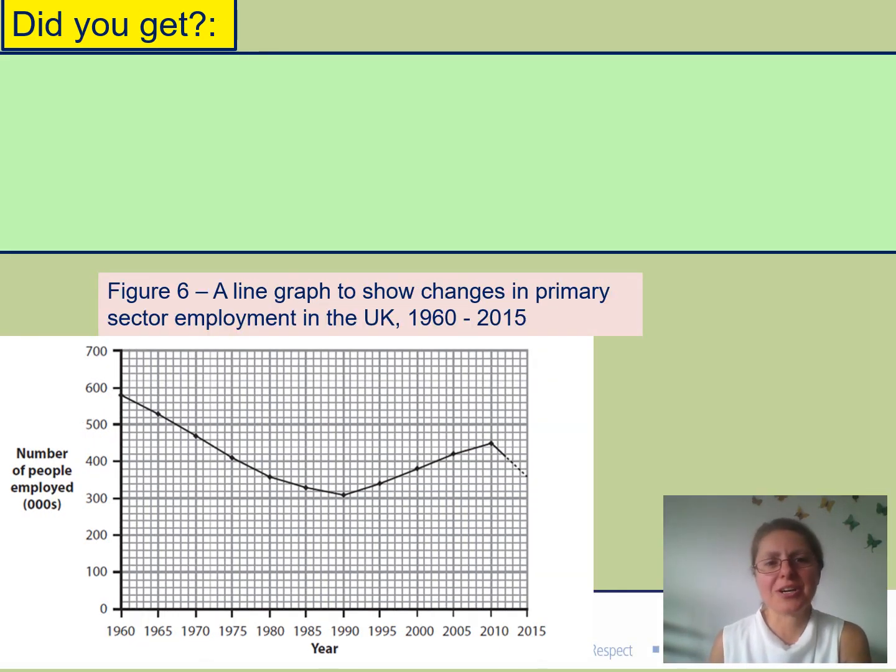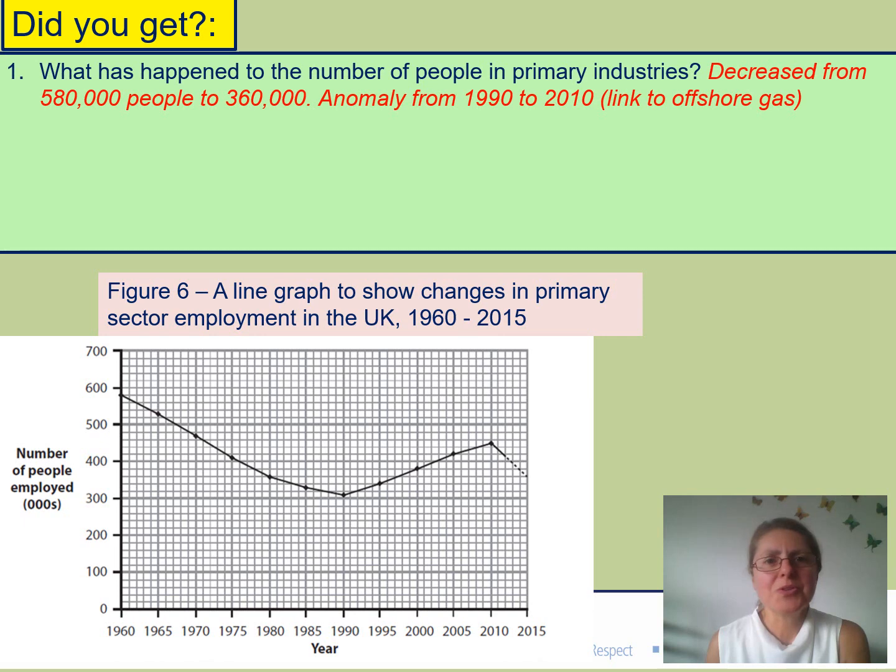So let's look at the answers. The trend has been to generally decrease, from 580,000 people in 1960 to about 360,000 people in 2015. The anomaly is from 1990 to 2010, and this is linked to offshore gas, which was extracted or taken out from the North Sea in Scotland and sold or exported abroad.